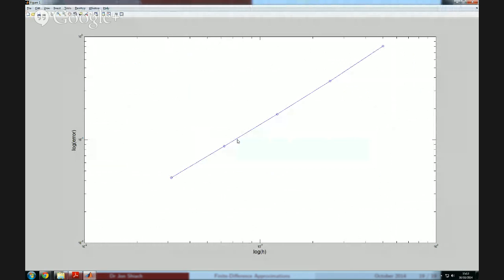Okay, so on the bottom, we've got the log of h. On this axis, we've got log of error. Okay, that's a first order method. What about a second order method?